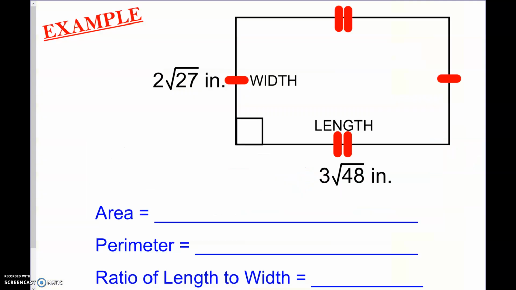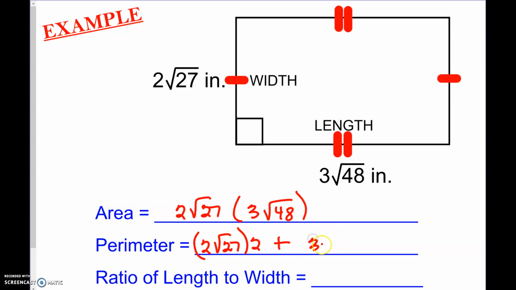Okay, they want us to find the area of this figure. So the area of this figure is going to be 2 root 27 times 3 root 48. The perimeter, you can do this a couple different ways. So 2 root 27, and then we have 2 of them, so you could just multiply by 2, and then add 3 root 48, and then we have 2 of them. Another way is to just write all of them out. And then they want us to do the ratio of the length to the width. So I think my next 3 screens split this up.